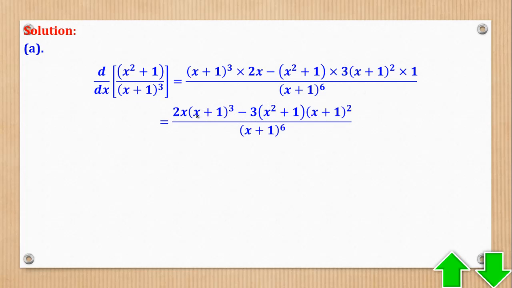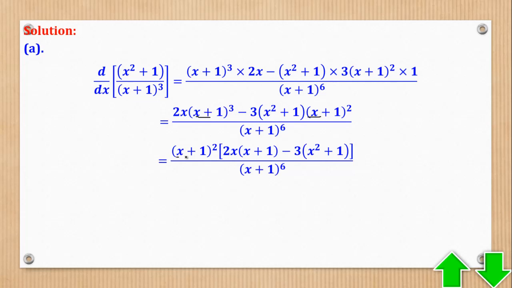Then you realize that there is a common factor here. Factorize it out. X plus 1 squared. Here remain with 2x. And also 1x plus 1 because this was chopped, and here I've removed the square. So remain with 1x plus 1. Then here I remain with 3 and this because the whole of this has gone out.